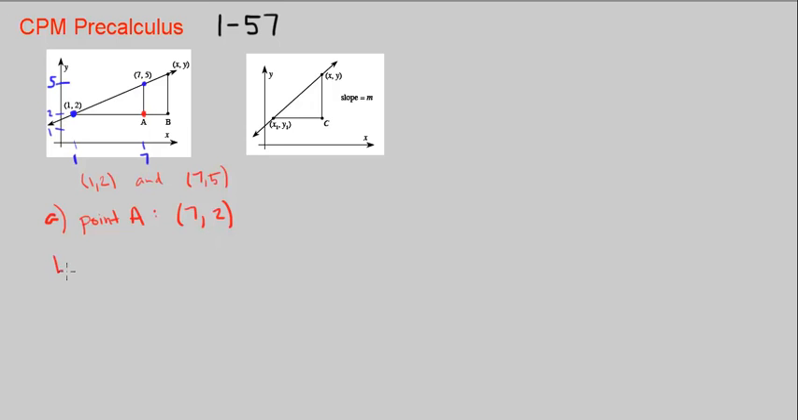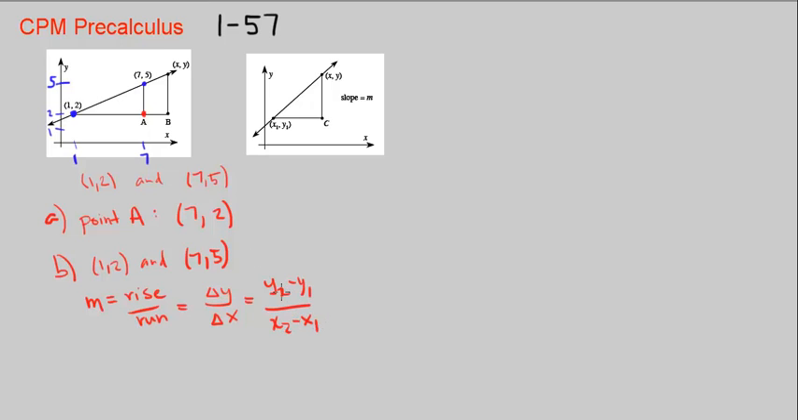And now we're asked in part B to find the slope of the line between points (1, 2) and (7, 5). So what's the slope? Well, we know the equation for the slope is just our rise over the run, right? Our rise is the change in our y values, and our run is the change in our x values. That's the same thing as picking 2 points and subtracting the y values, so it's y2 minus y1 divided by x2 minus x1, okay? And we have 2 points right here, (1, 2) and (7, 5).